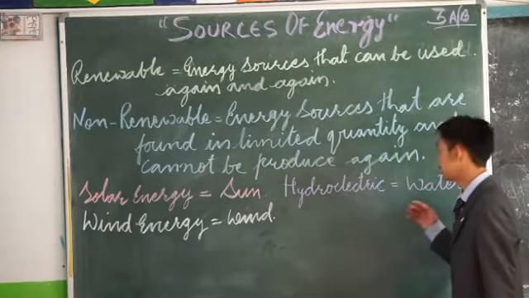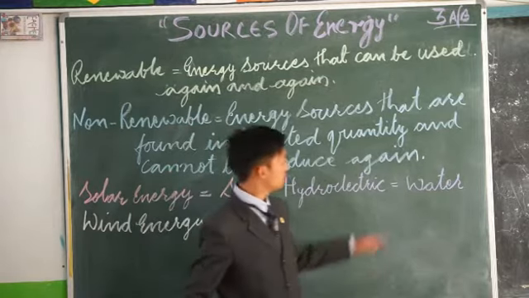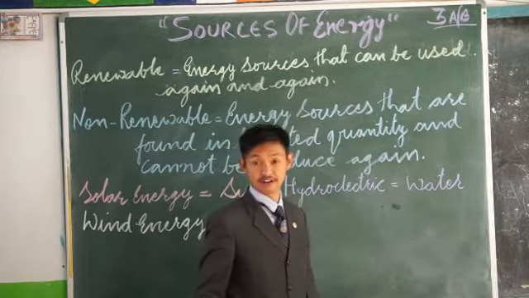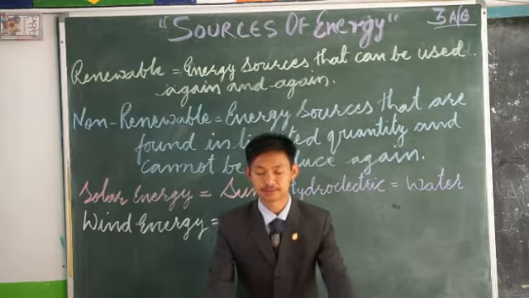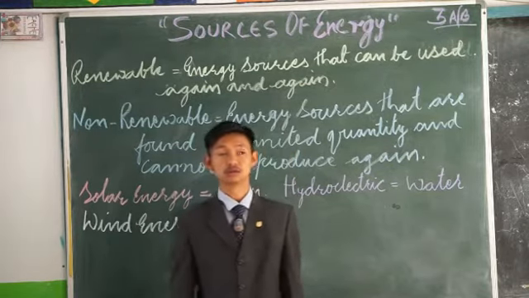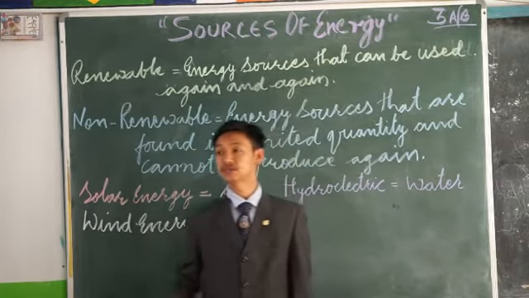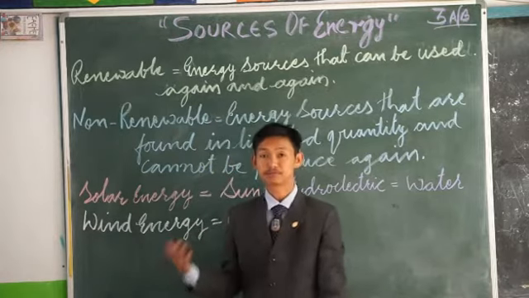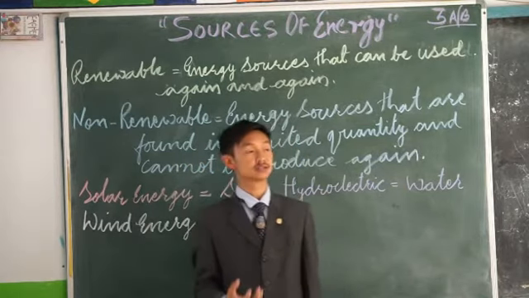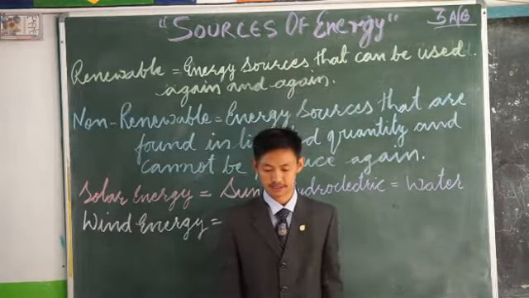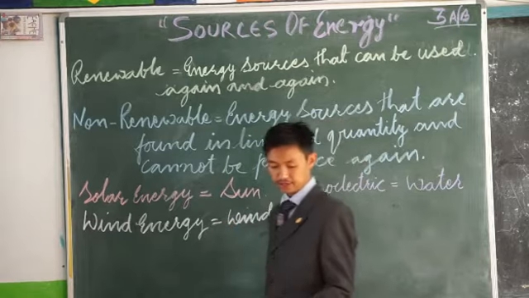Another is hydroelectric energy. Hydroelectric energy is obtained from the running water of streams and rivers. Dams are built on the rivers to trap the energy from the running water. We can see many dams in and around our Sikkim. These dams are built with the purpose of obtaining energy, and that energy is called hydroelectric energy. These are examples of renewable resources.